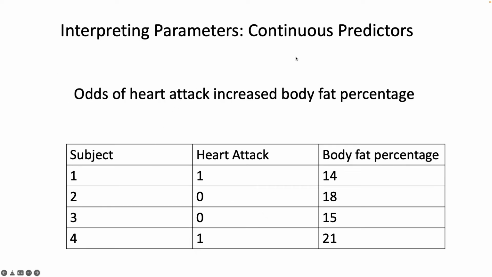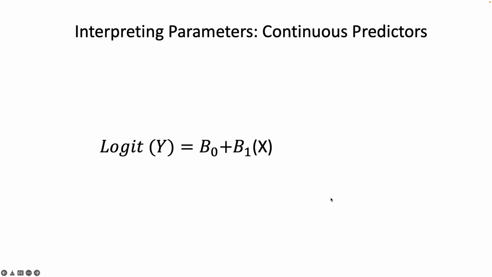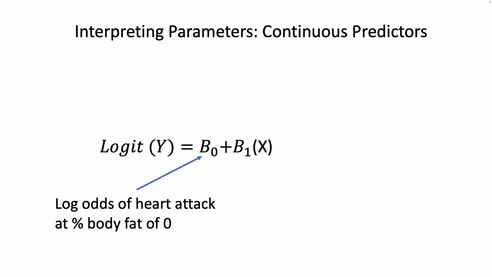So now if we have a continuous predictor, I just redid the data where now it's body fat percentage from 0 to 100. So subject 1 is a male with body fat percentage of 14. I don't know what normal values are for that. Subject 2 is someone who didn't have a heart attack with body fat percentage of 18. So just talking about the different parts of this equation, just like I did before.